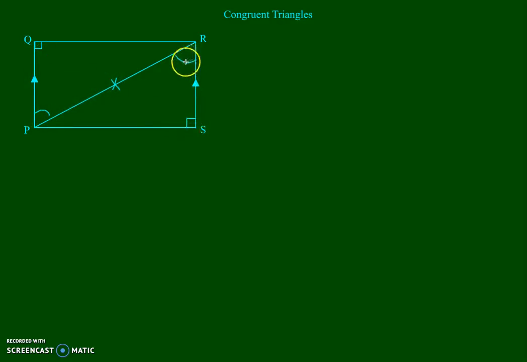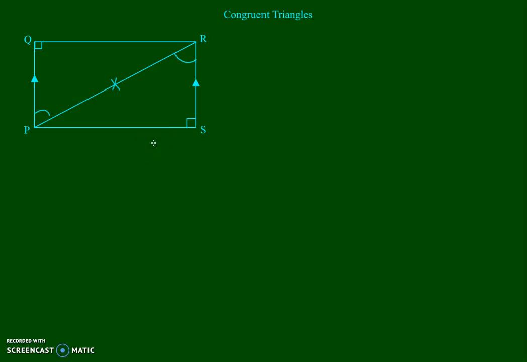Angle, angle, side. Again, we can't go side, skip this angle, skip this side, angle, angle. All right? It doesn't work quite that way. So you've got to take the shortest path. Angle, angle, side. So that wraps up that example.